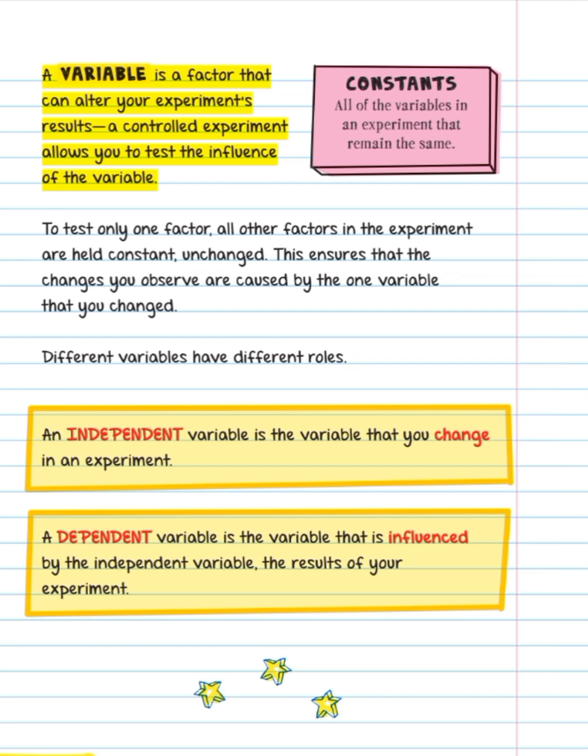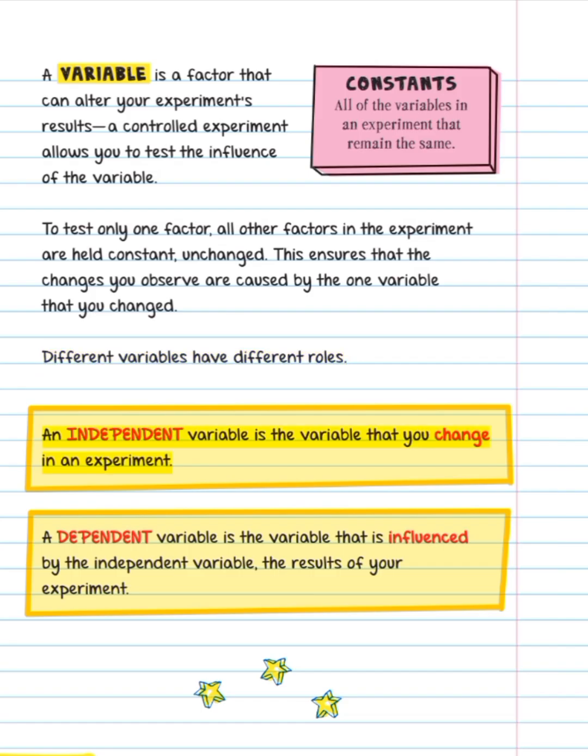A controlled experiment allows you to test the influence of the variable. To test only one factor, all other factors in the experiment are held constant, unchanged. This ensures that the changes you observe are caused by the one variable that you changed. Different variables have different roles.